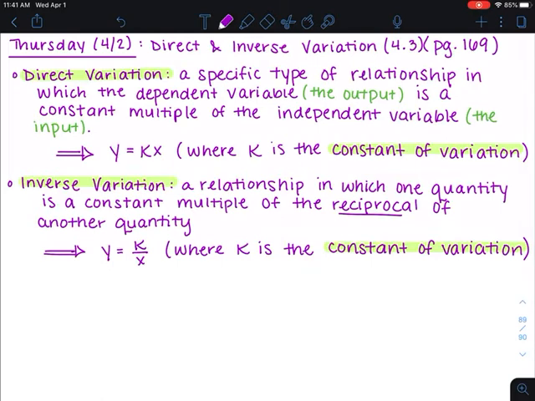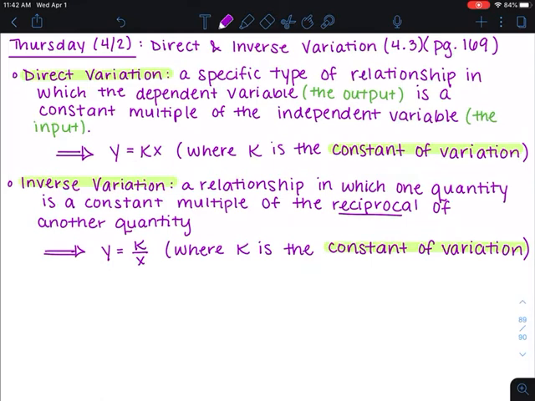Alrighty, so today we are going to be learning about direct and inverse variations. It's section 4.3 and it's on page 169. Alright, so let's first look at the definition of direct variation.